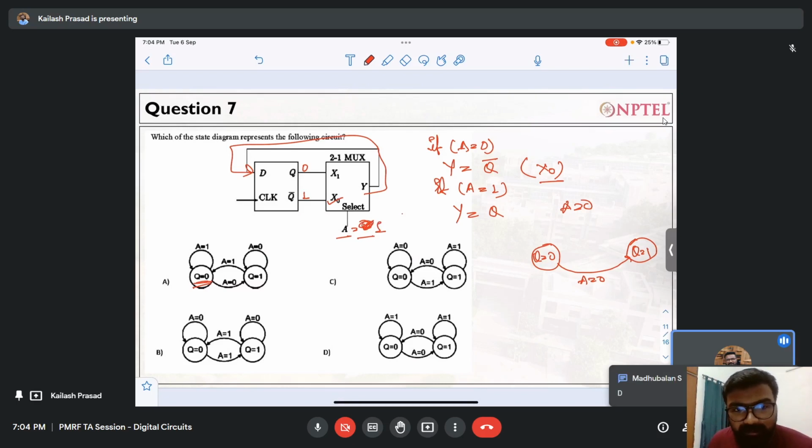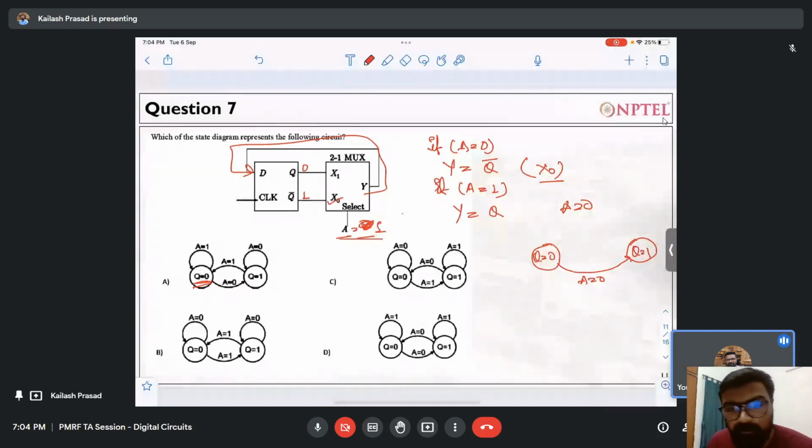Madhubalan is saying D, but my question is, if my a is equal to 1 and q is equal to 0, what will happen? The same will remain because q is the input. Right, so q is the input, because if a is 1, this input will be selected and this is q only, right? So it won't change. So this will be like this.